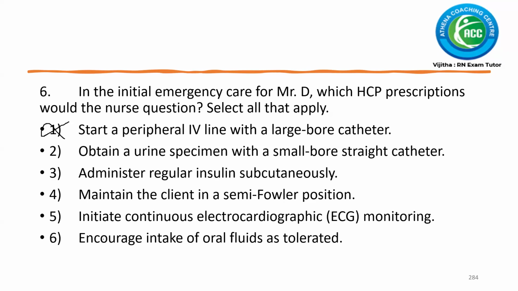Second, obtain a urine specimen with a large bore straight catheter. You can remove it. What is wrong? Why is it wrong? Madam, it is small bore. Oh, sorry, I read large bore. So, obtain a urine specimen with a small bore straight catheter. Why is it considered wrong?